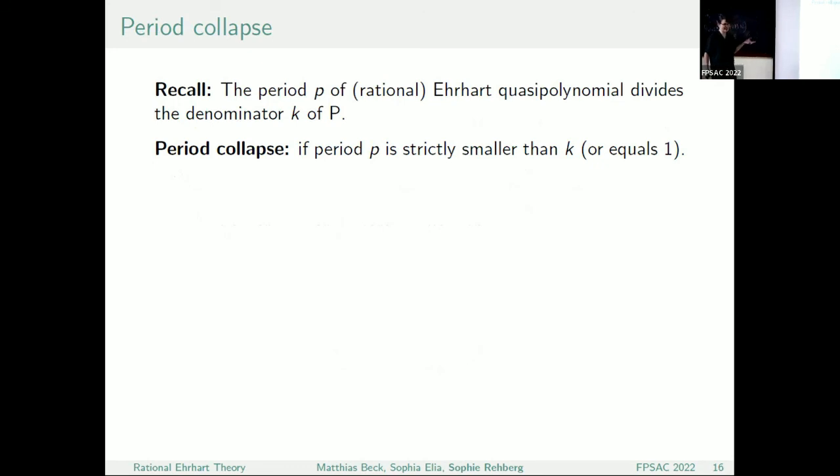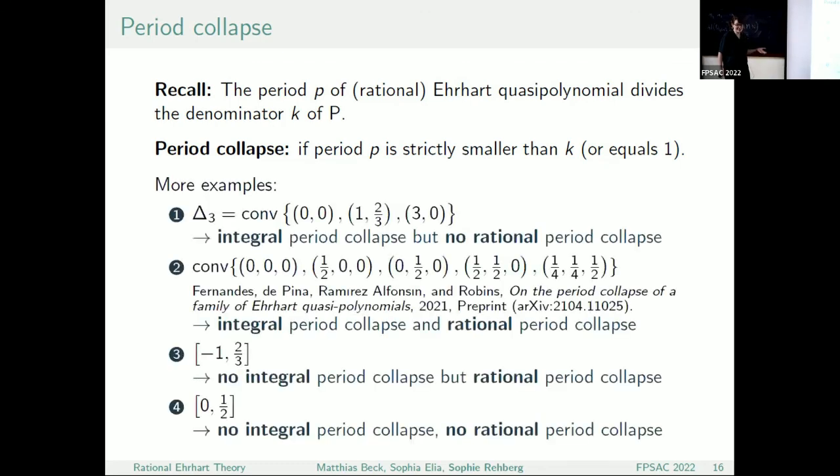This is a very weird phenomenon, and it's not really clear when it occurs. Here are four examples that show that apparently there's no relation between integral period collapse and rational period collapse. Here's one classical example where we have integral period collapse, but no rational period collapse. Here's a recent example from a paper where we have integral period collapse and rational period collapse. Here's a simple example where we have no integral period collapse, but we have rational period collapse. And in this example, there's no period collapse at all. So we were also hoping to see something there, but we have this kind of non-result. More questions?